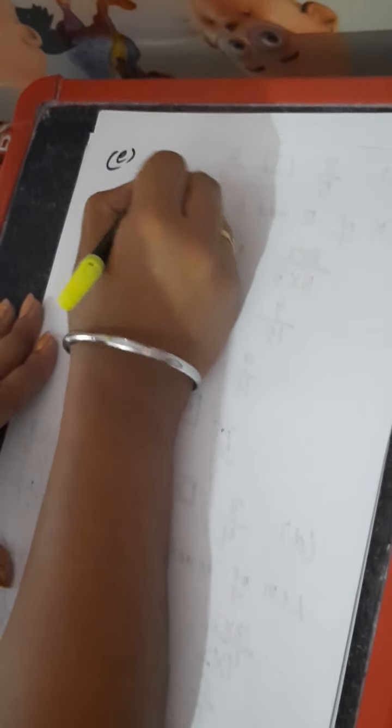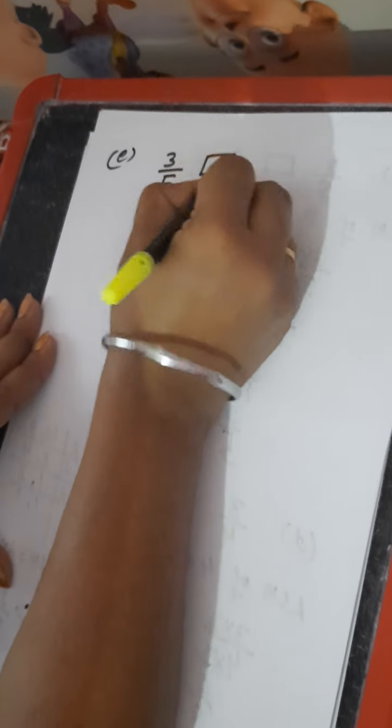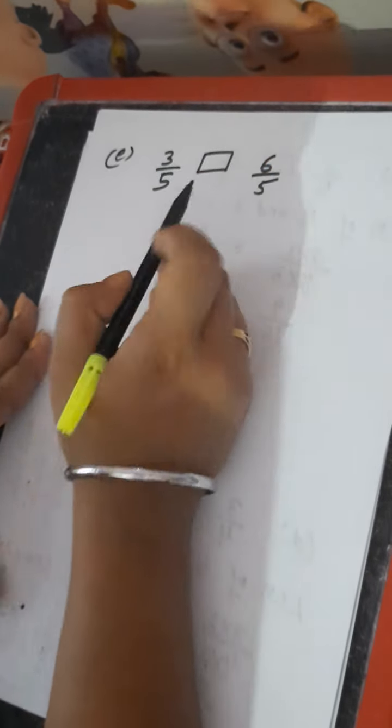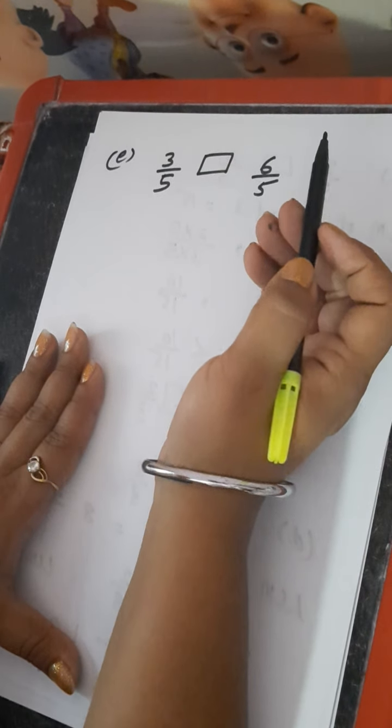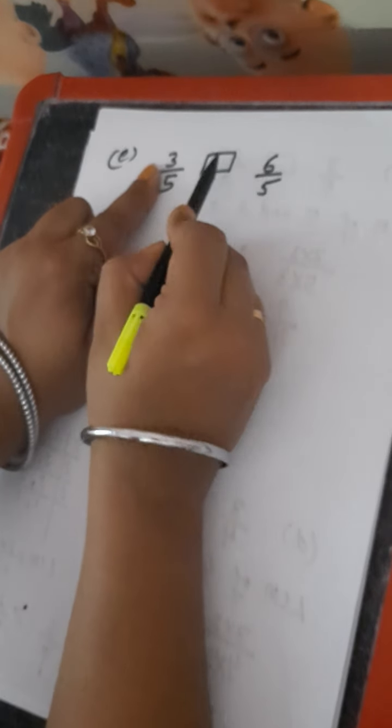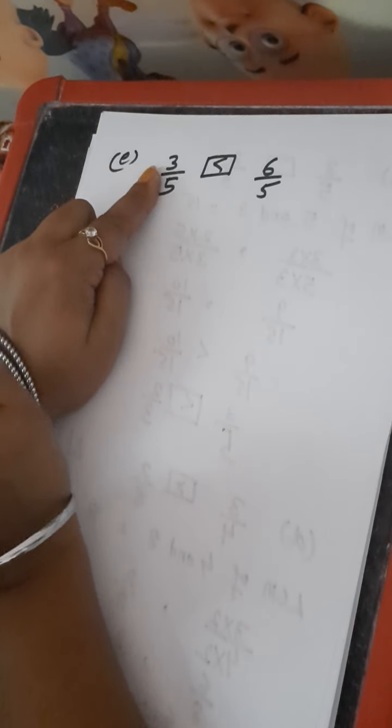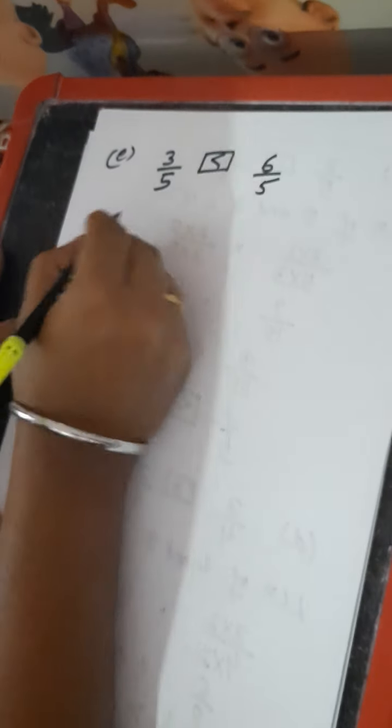Now next we have E part. Now E part is 3 upon 5, 6 upon 5. In this case denominators are same, so we have to compare numerators. Here 3 is lesser than 6. So I will put the sign of lesser.